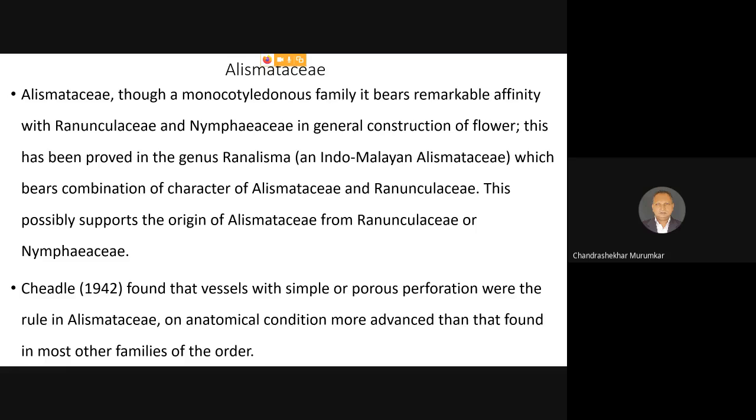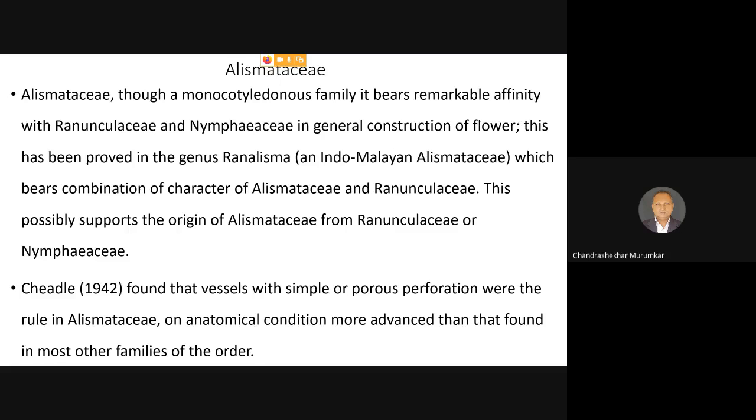the Ranunculaceae and Nymphaeaceae in the general construction of a flower from the developmental point of view. This has been proved in the genus Ranalisma, and the same has been found even in the genus Alisma and Sagittaria, which bear a combination of characters of Alismataceae on one side and Ranunculaceae on the other side. Now, why are we talking about the Ranunculaceae every time we compare the Alismataceae?